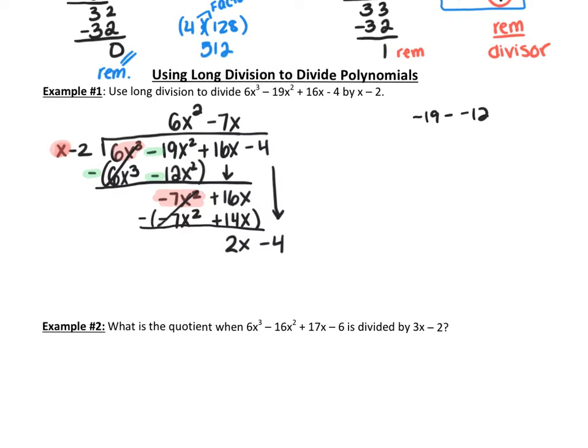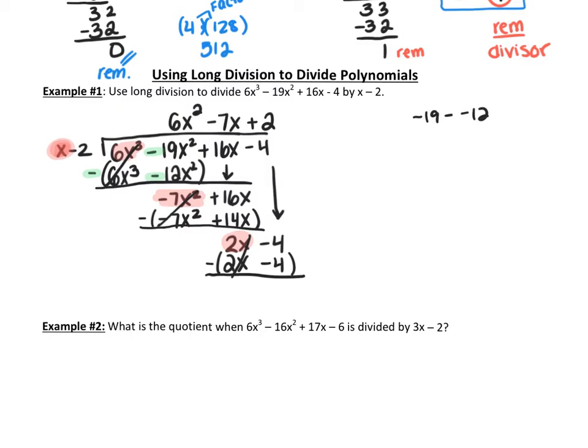And again, we're going to do the same concept. We want to see how many times does x go into 2x, or how do I multiply x to become 2x. And you want to say I'm going to multiply it by 2. So I put that 2 out there. And then I do 2 times x. That gives me 2x. Then I do 2 times negative 2. And that gives me negative 4. And we subtract. The 2x's cancel.